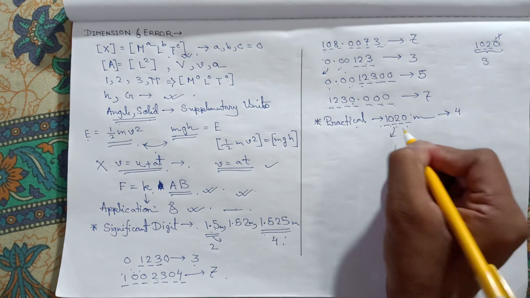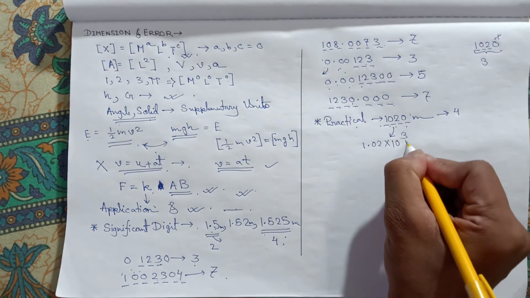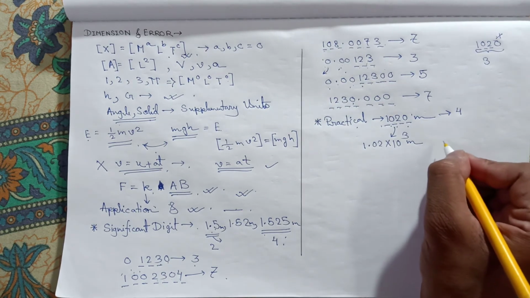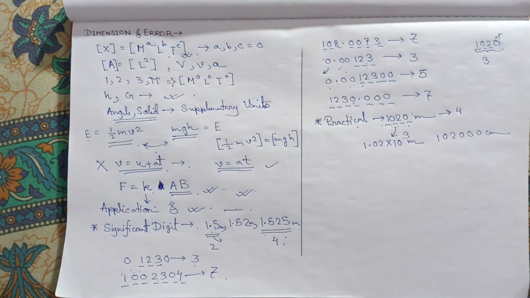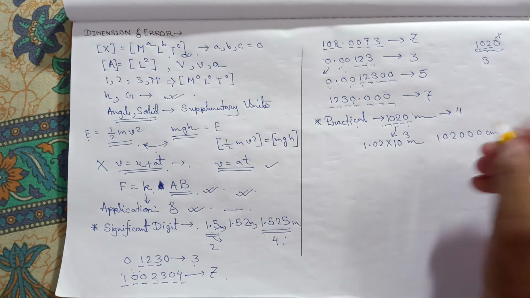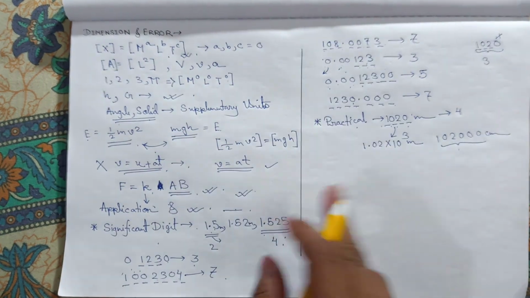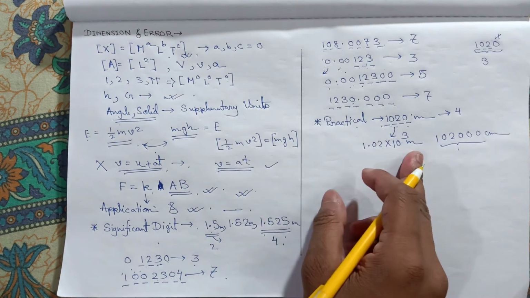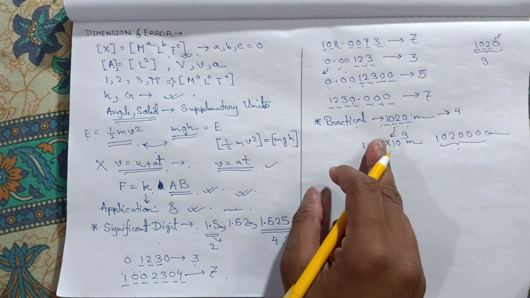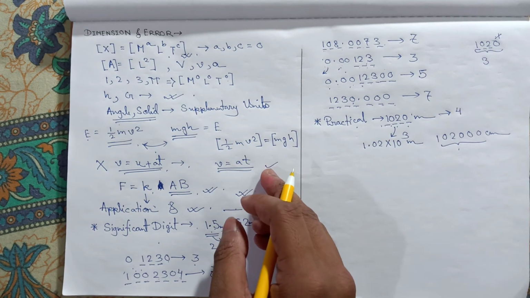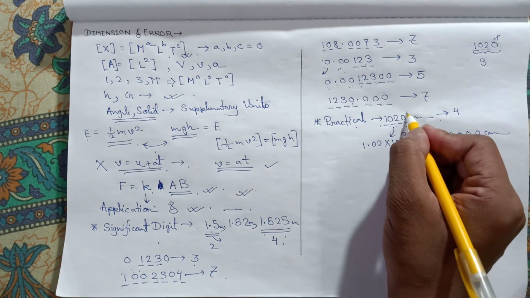Otherwise you can change it, you can say I can write it like 10 to the power 3 meter, or I can write it like 102000 centimeter, or whatever you want. So the figures will be changed according to the rules. Here are the rules, but as it is figured out from a practical measurement, or experimental measurement, you cannot change the significant figures. We have to consider the actual values.